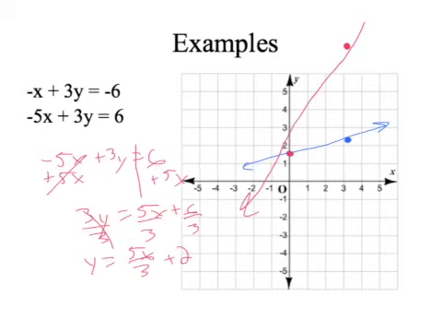Wherever they intersect is your answer, which would be right here. That point, we go left or right 0. So my x is 0. We go up 2. So my y coordinate is 2. So my answer to that problem is (0, 2). If I plug 0 in for x and 2 in for y, the left side of the equations will turn into -6 and 6.